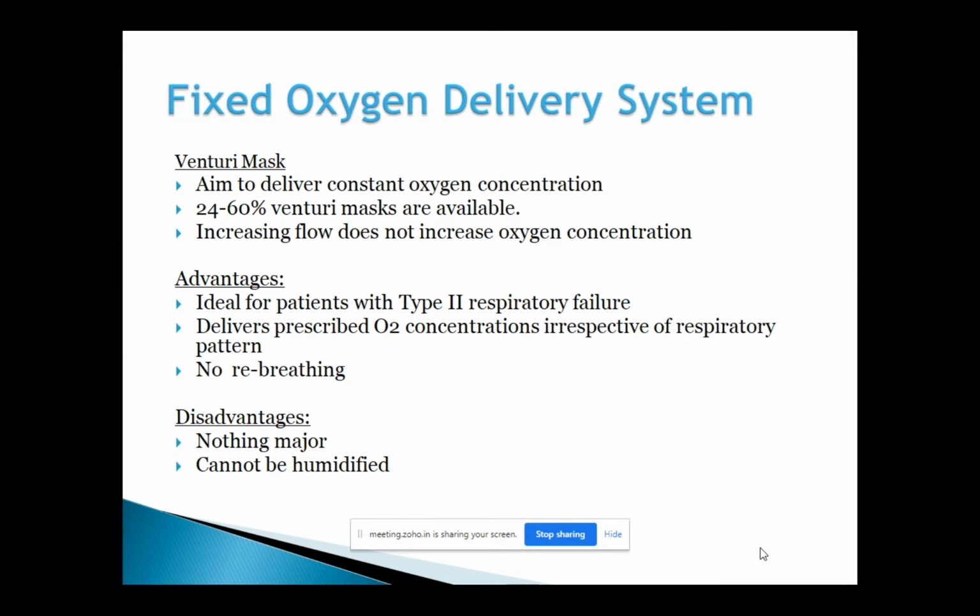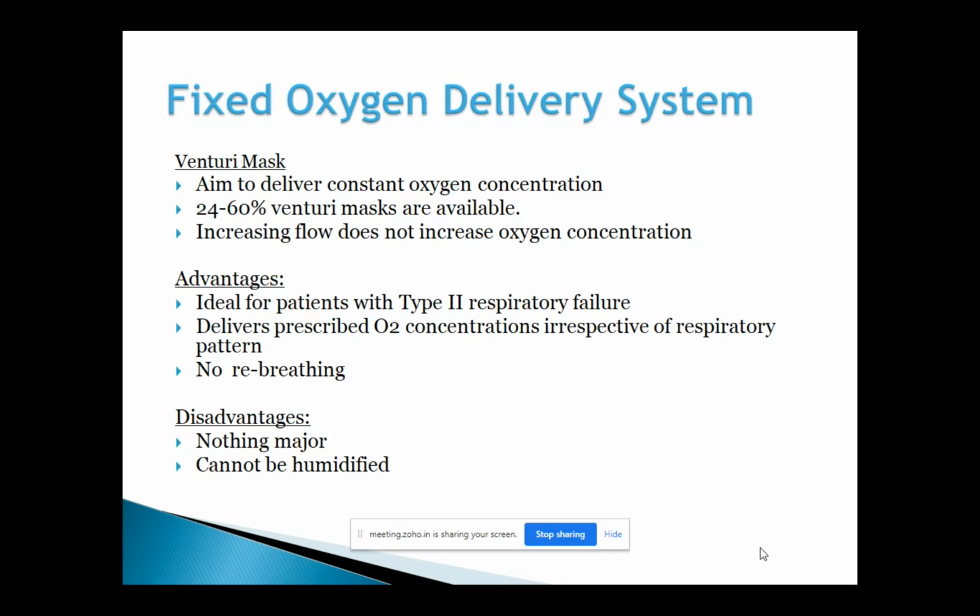The aim is to deliver a constant oxygen concentration. So if you want to give 24% or 28%, you can give that to the patient. It is available from 24% up to 60% oxygen, not more than that. Unfortunately, that's one of the biggest disadvantages. You can give only up to 60% oxygen through the Venturi devices.